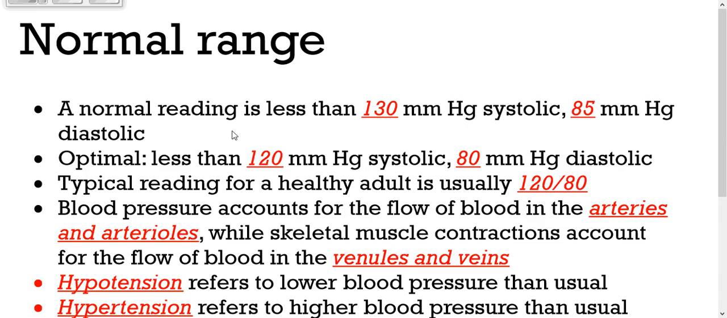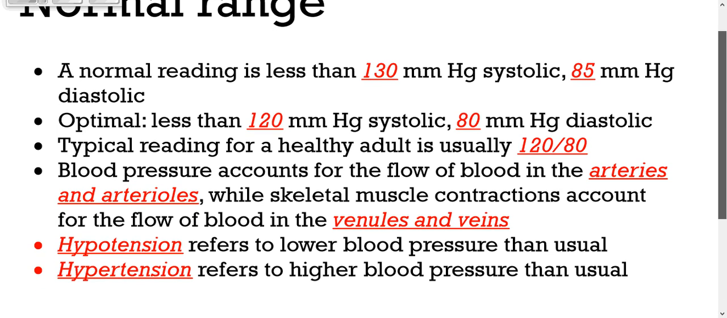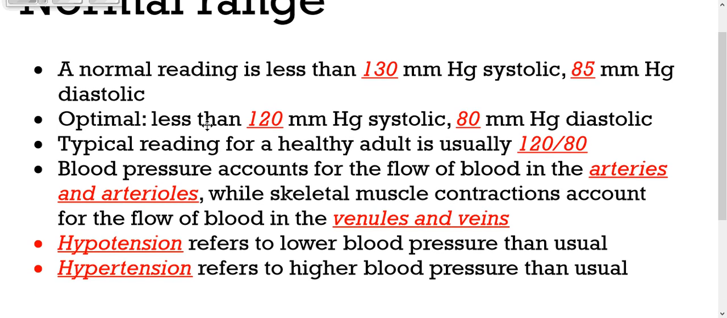A normal reading of blood pressure is less than 130 millimeters of mercury systolic and 85 millimeters of mercury diastolic. Optimal, or the best, is less than 120 over 80. A typical reading for a healthy adult is usually 120 over 80. It's really important to know that 120 over 80 is when you're at rest. If you're rushing around, running into the pharmacy, there's a lineup, you get upset or impatient, and then you take your blood pressure, that might be higher. So make sure you've relaxed for quite a few minutes before you do so.